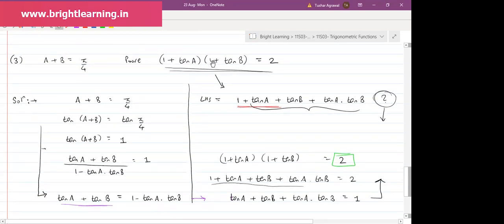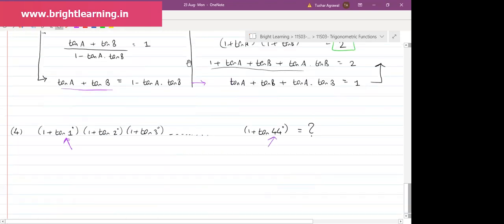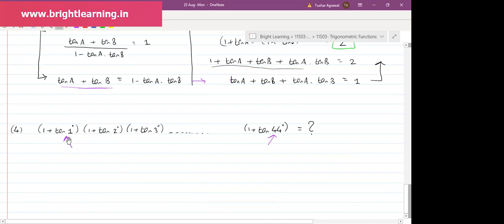It's not necessary that during the course of your preparation you will come across hundreds of such questions. It's not recommended that you memorize all the hundreds of identities, but by practice you should get some tricks. What tricks? You should be able to observe that 1 degree and 44 degree, 2 degree and 43 degree, 3 degree and 42 degree are related, their addition is 45.